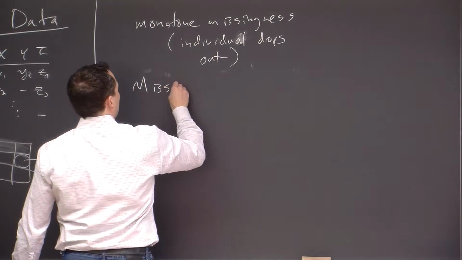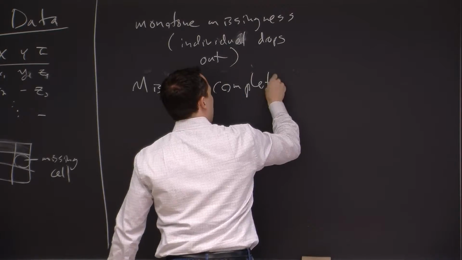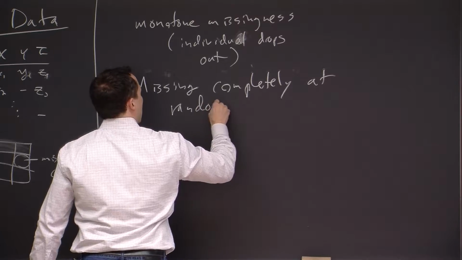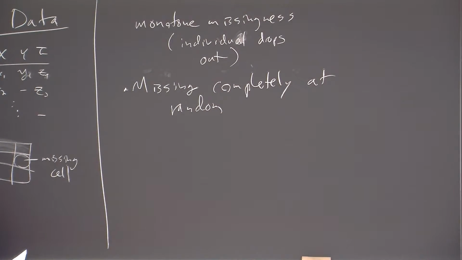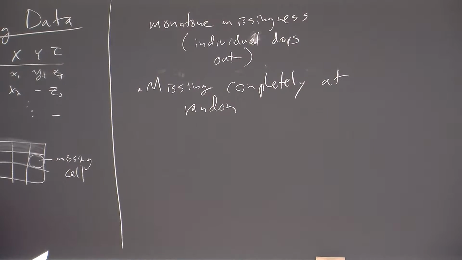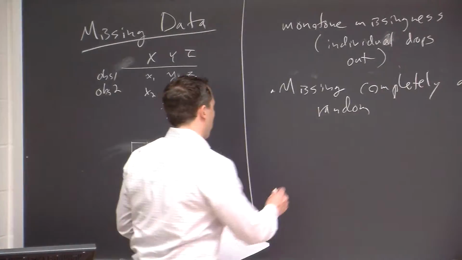There's missing completely at random, which is kind of a good situation, or the best situation. And what this says is that the probability of being missing, so the probability of a cell or a row being missing, has nothing to do with the rest of the observations.